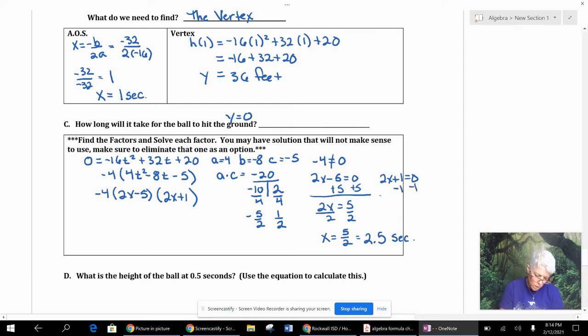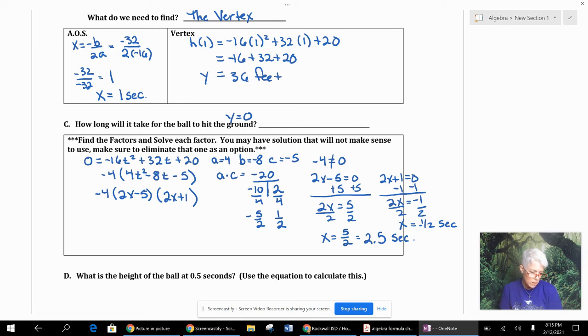Let's do the other one. Minus 1, minus 1. 2x equals -1. Divide by 2, divide by 2. X equals -1/2 second. Now here again, just like -4 wasn't a good solution, the -1/2 is not a good solution because we can't have negative time. So it cancels that whole thing out.